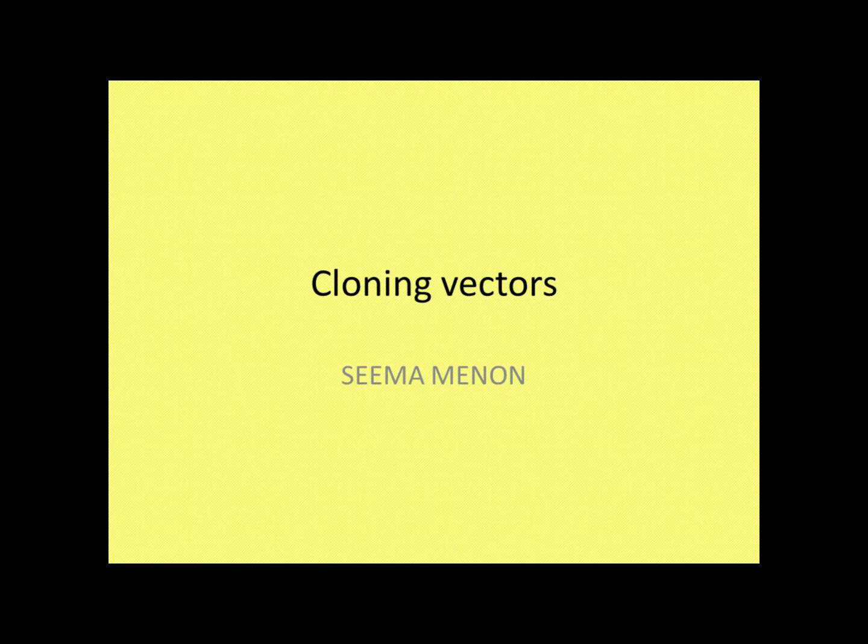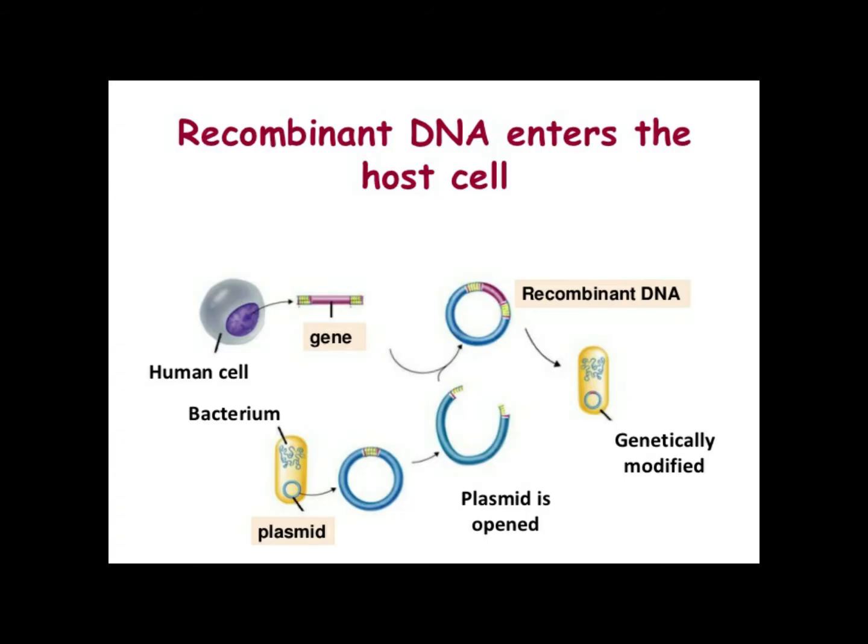Today we will study the vectors used in genetic engineering. Genetic engineering is the modification or manipulation of the genome of an organism so that it gets a new character. Usually what is involved in genetic engineering is the transfer of a gene from a particular species to the cells of another species.